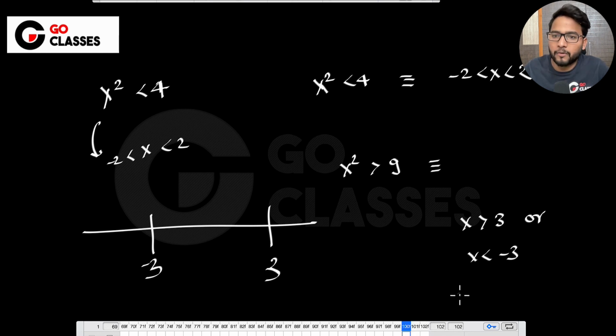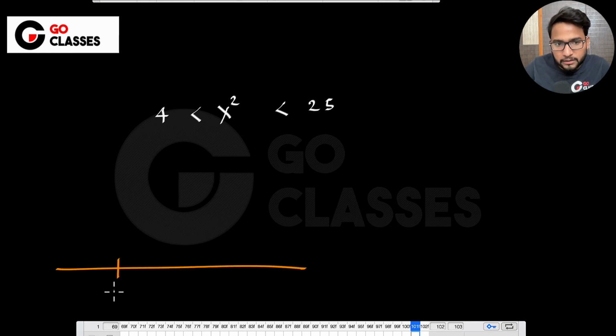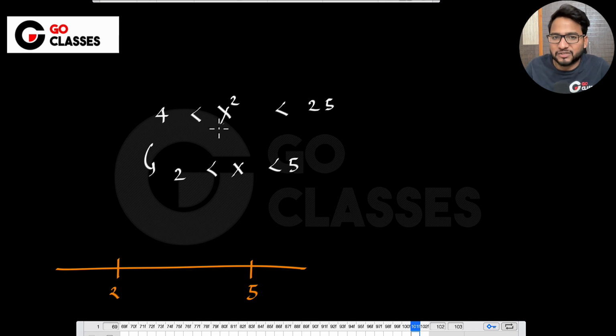And now if you talk about x square being in any range, let's suppose this is between 4 to, let's suppose, 25, then what will be the value of x? See, if you take the value of x between 2 to 5, then does this satisfy? Let's just see. If you take x between 2 to 5, then is x square between 4 to 25?